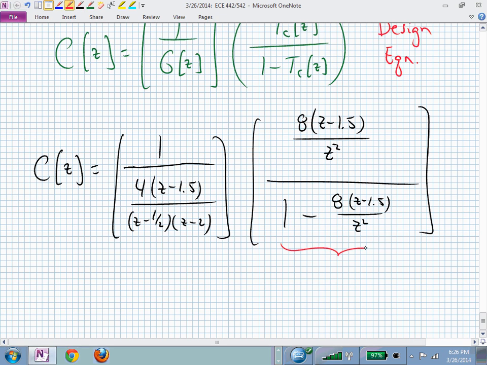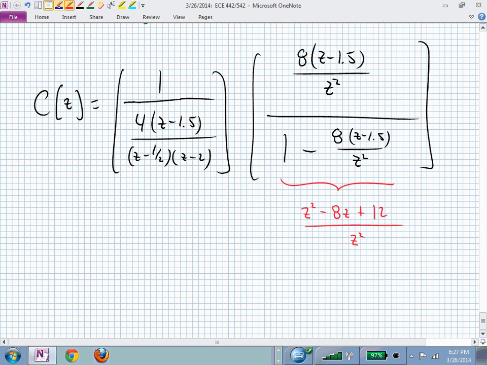Let's figure out what this denominator in the denominator looks like. That's now, if we put it all over a common denominator of z squared, we now have z squared minus 8z plus 1 and a half times 8, which is 12. So that we can start cleaning this up a little bit. We can say, oh, that's what we wanted to have happen. We didn't want c of z to be canceling that unstable 0, so now we've basically eliminated that factor in our denominator of c of z. That's a good thing.